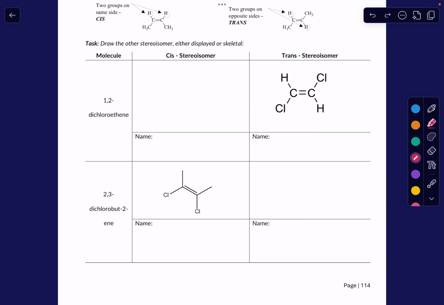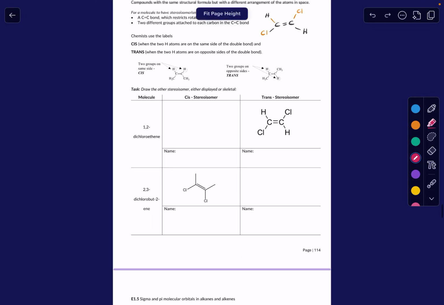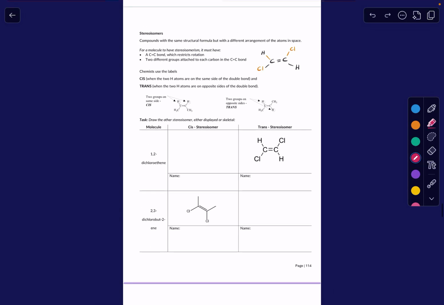And then for the 2,3-dichlorobutene, this one, can you draw me the trans version of this? And then once you've done that, can you name them for me? Have a go at this. We will have more practice in class, and when you see this more and more, it'll become more familiar to you. Otherwise, enjoy.